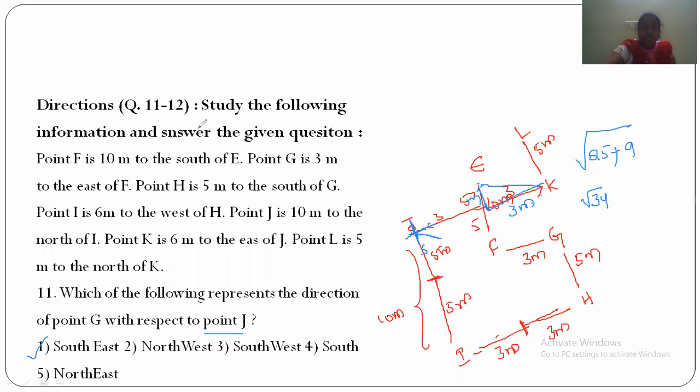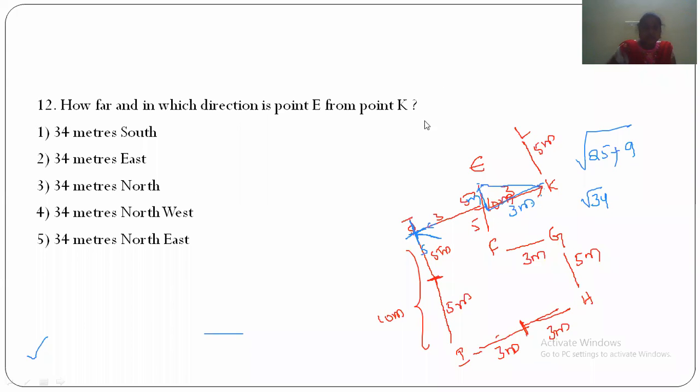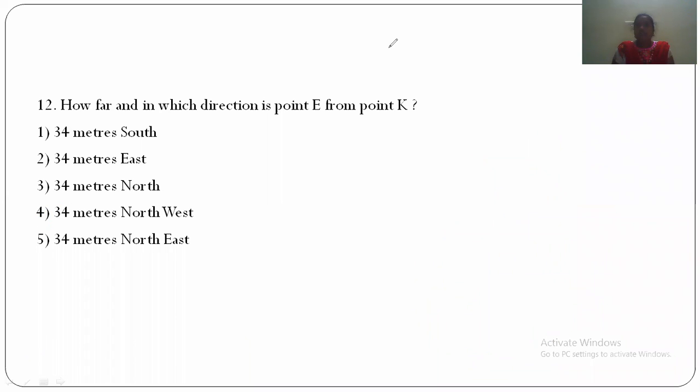And there too, our question is, in which direction is E from point K? K we have to take as a plus symbol. And from this point, in which direction is he? He is in the northwest direction. So the square root was missed. Square root of 34 meters in the direction of northwest. So like this we have to answer.